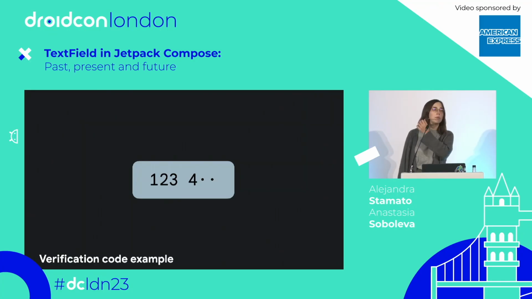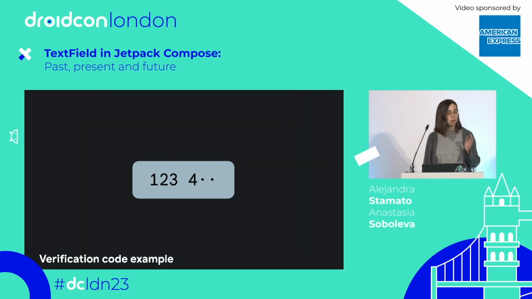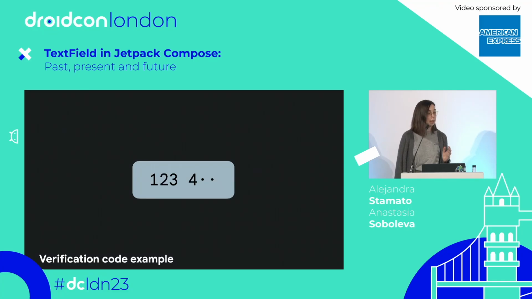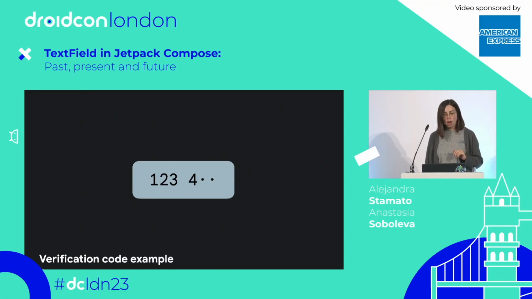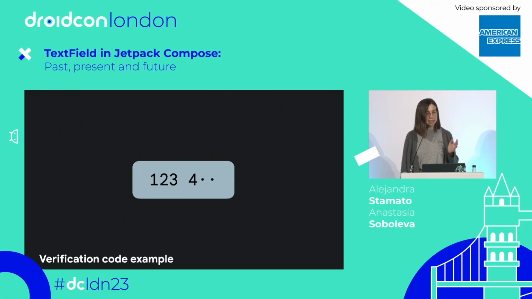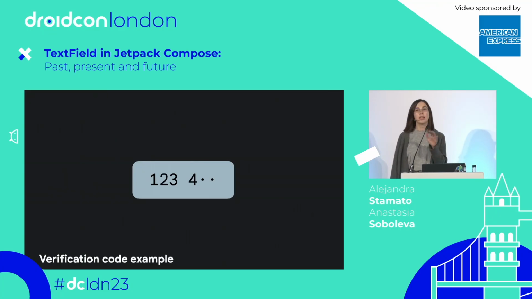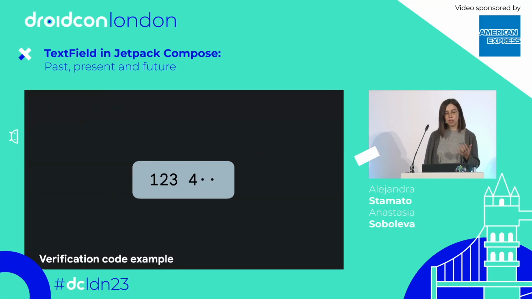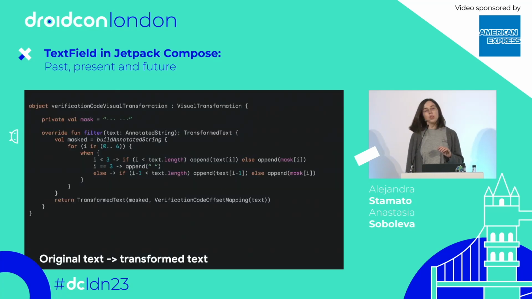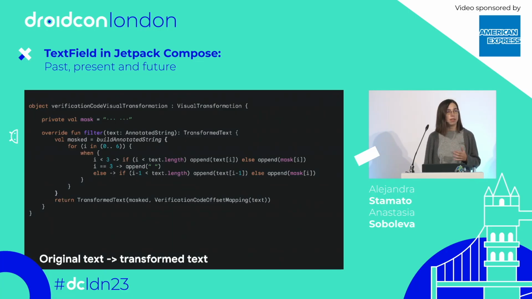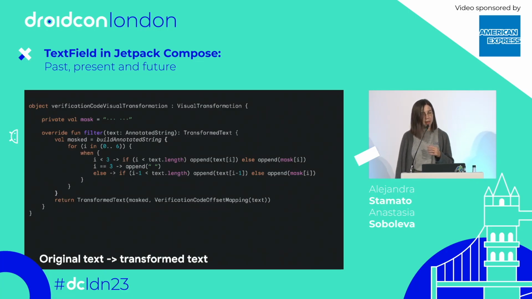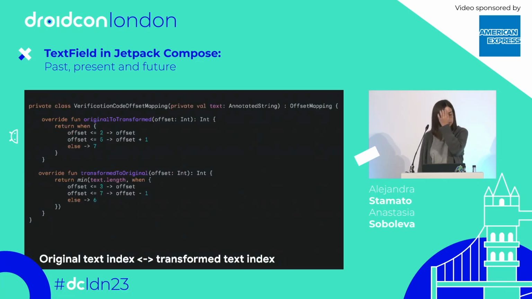Imagine you wanted to implement a text field that takes a verification code. It takes 6 digits, and they are grouped into triplets, with a space in between. And if you haven't entered a digit yet, we will put a dot. So how would you do that? First, we define an object that implements the visual transformation API.